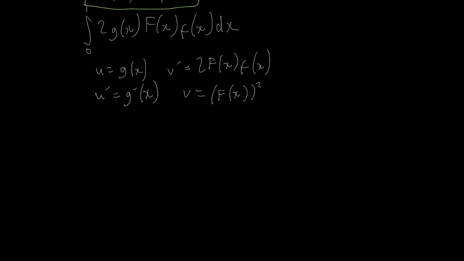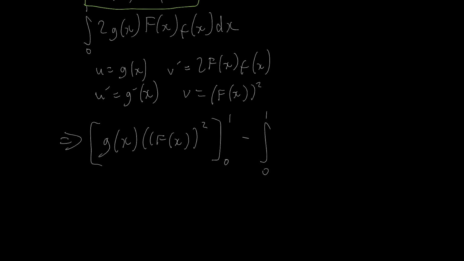So that's everything we wanted to have. So now we get g of x, and then big F of x squared, and that is between 0 and 1, and then this other integral here, g prime x, f of x squared. Okay, this is good. All we need to do now is evaluate this left expression here.